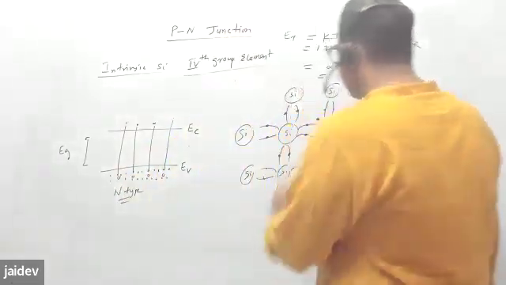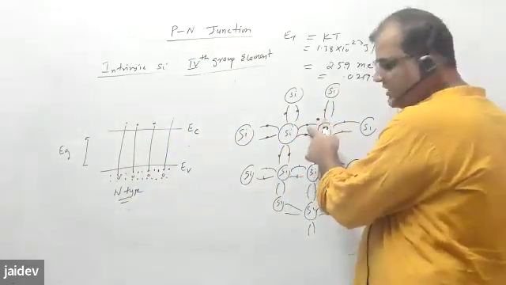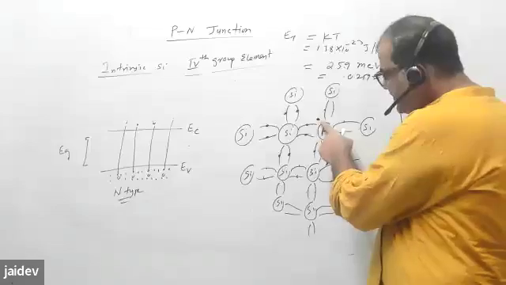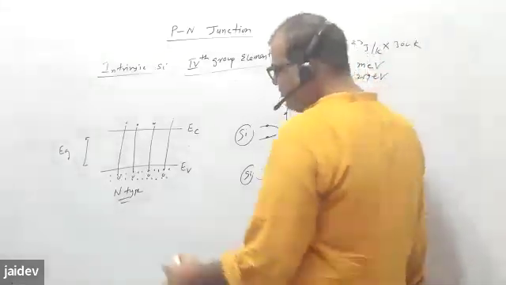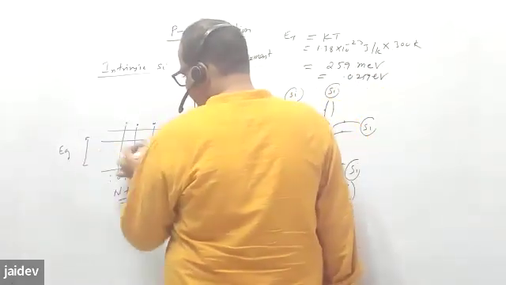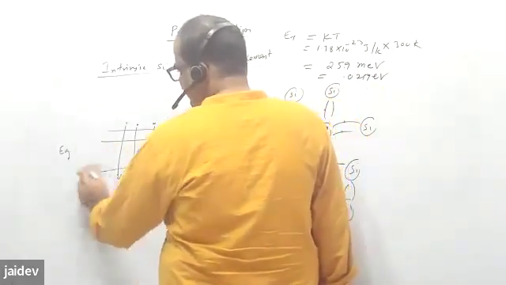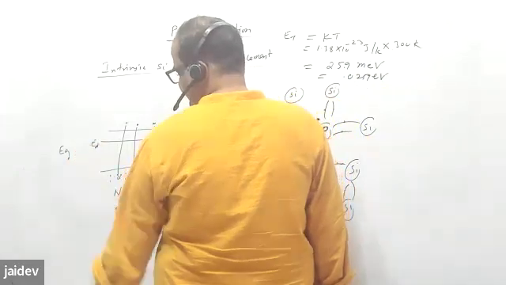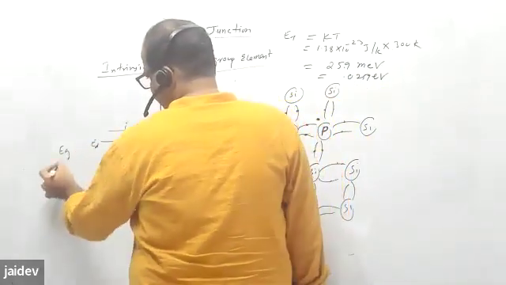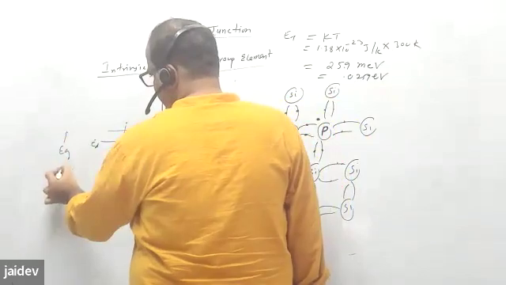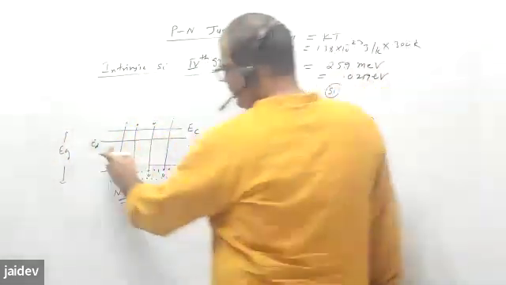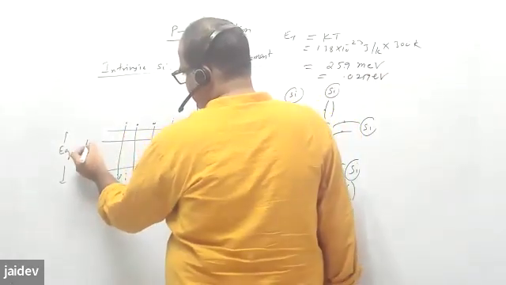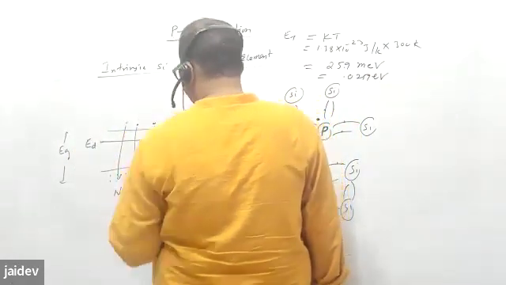But what about this electron? This electron is different than this electron. Where is this electron? This is the impurity level, and impurity level atoms are sitting here, very close to the valence band. This is called impurity level.